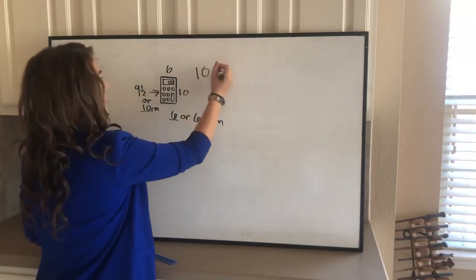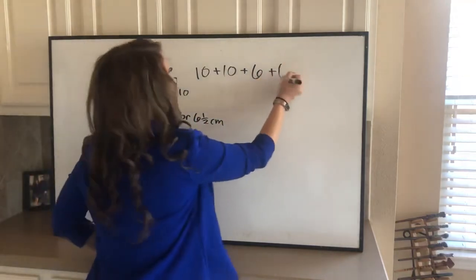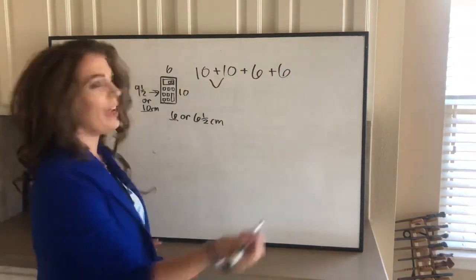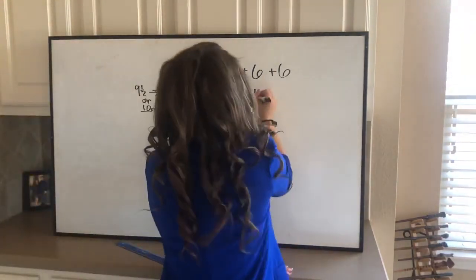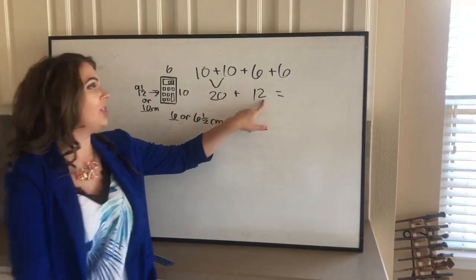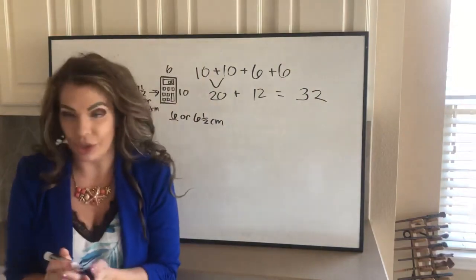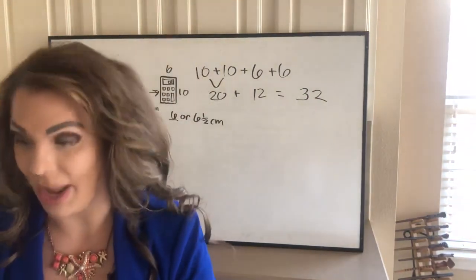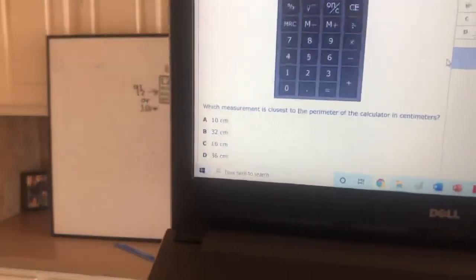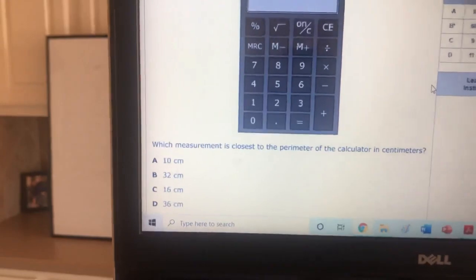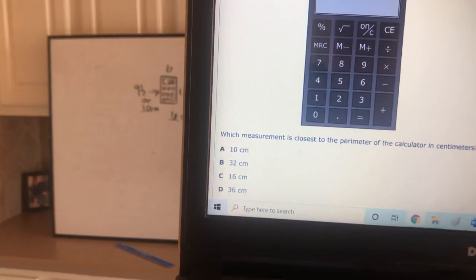So 10 plus 10 plus side 6 plus side 6. That would be 10 plus 10 is 20. And 6 plus 6 is 12. Great. And 0 plus 2 is 2, and 2 plus 1 is 3. 32. Okay, so let me check my answers, my options. Let's see. Is it A, 10? No. B, 32? Probably. C, 16, or D, 36?